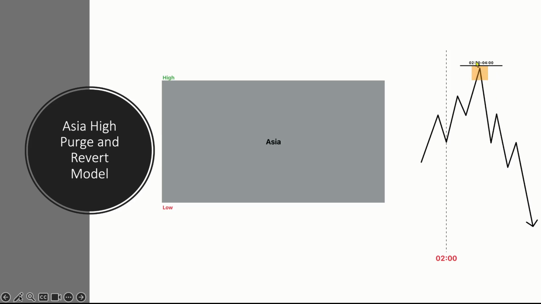From there on, I want to see displacement to the downside occur, and I want to see sell side delivery occur. What would be the first drawn liquidity? The first drawn liquidity would be the Asia low, and secondly, that higher time frame objective that price is likely to draw towards.